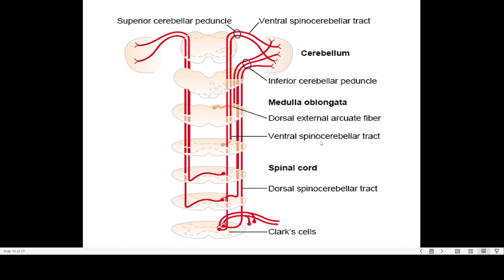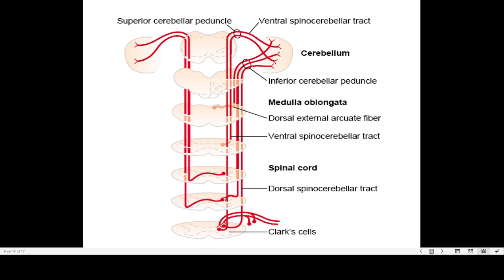such as the ventral spinocerebellar tract, the dorsal, and the external arcuate fibers. These connect from the medulla oblongata. This group of fibers, the inferior cerebellar peduncle, will be connected to the medulla oblongata and the cerebellum. So that is the position and the connections.